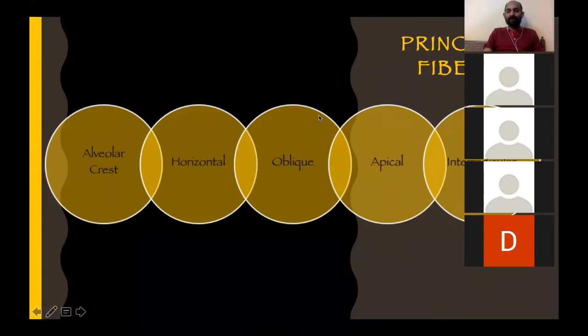Now, as far as periodontal ligament is concerned, one of the important 5-mark questions or short note questions is principal fibers of periodontal ligament. So this is very, very important.